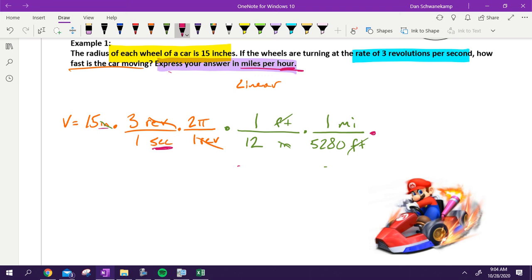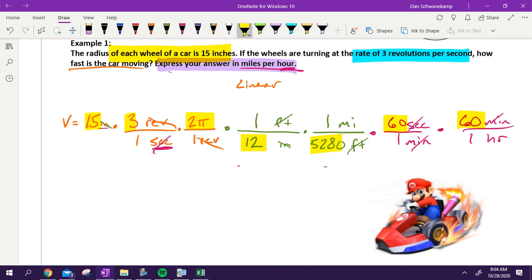What am I going to do to get rid of seconds? Where's it going to go, on top or bottom? Seconds needs to go on top, and I'm going to convert 60 seconds into 1 minute. And then I want to get rid of minutes, so 60 minutes is 1 hour. My seconds cancel with seconds, my minutes cancel with minutes. I'm left with miles per hour. All I have left to do is multiply stuff. So 15 times 3 times 2 pi divided by 12 divided by 5280 times 60 times 60. Take your calculator out, plug and chug. Let's get our answer in miles per hour.